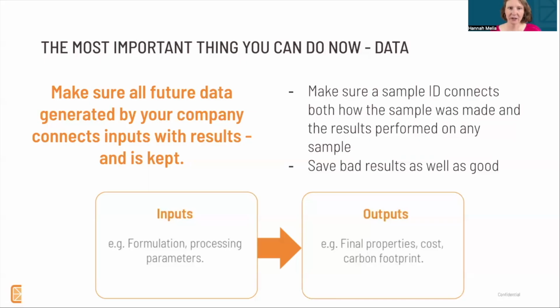AI thrives on a really good diet of diverse data. If you put in bad results, you help the AI to learn what doesn't work. And then it can prevent you from doing what doesn't work in the future. So you want to save bad results as well as good and try to save a good variety of data.